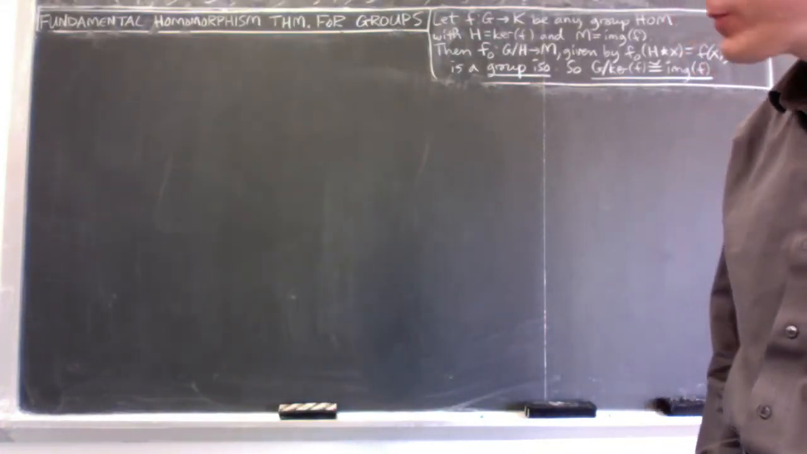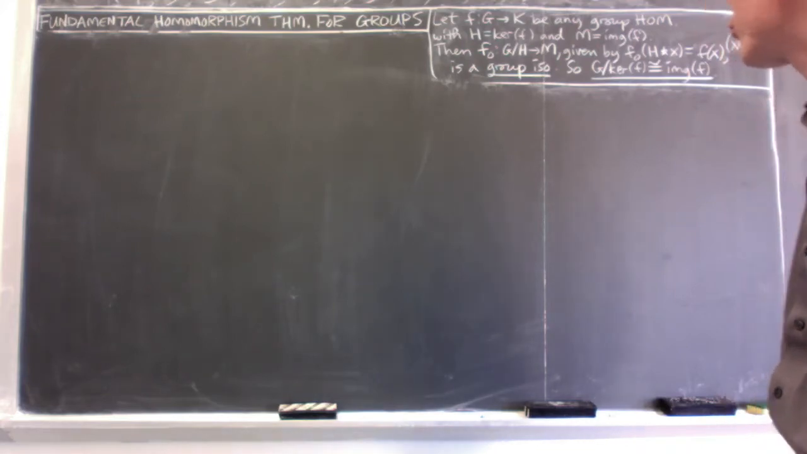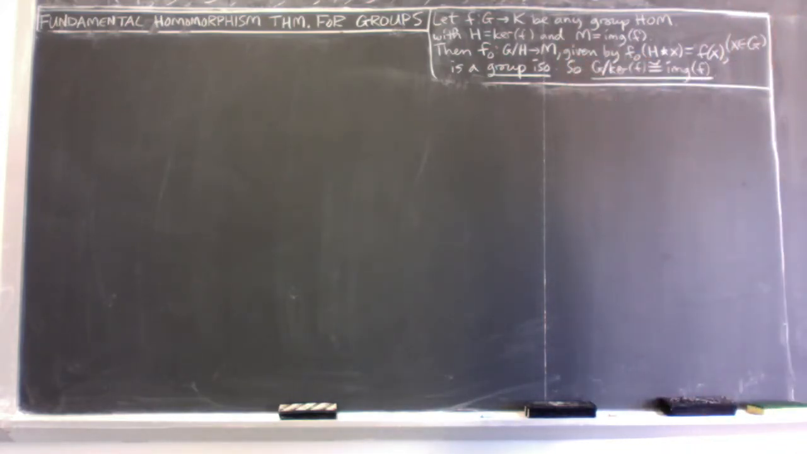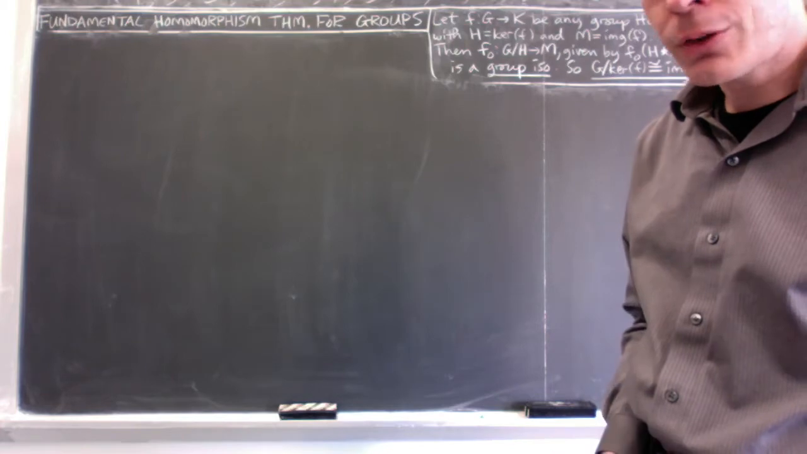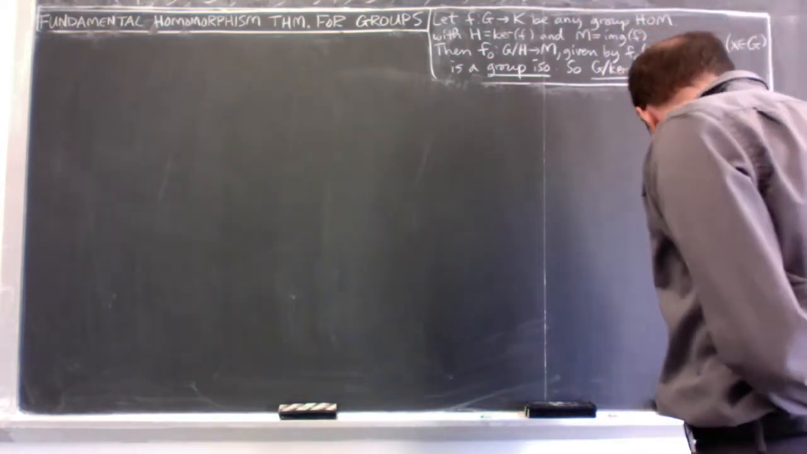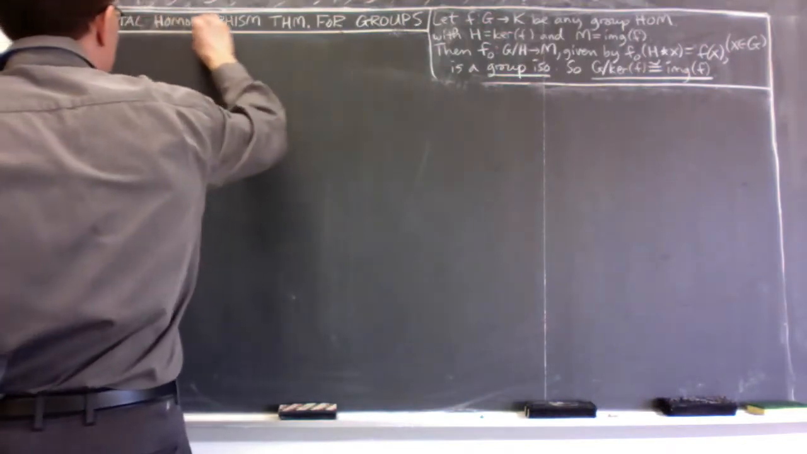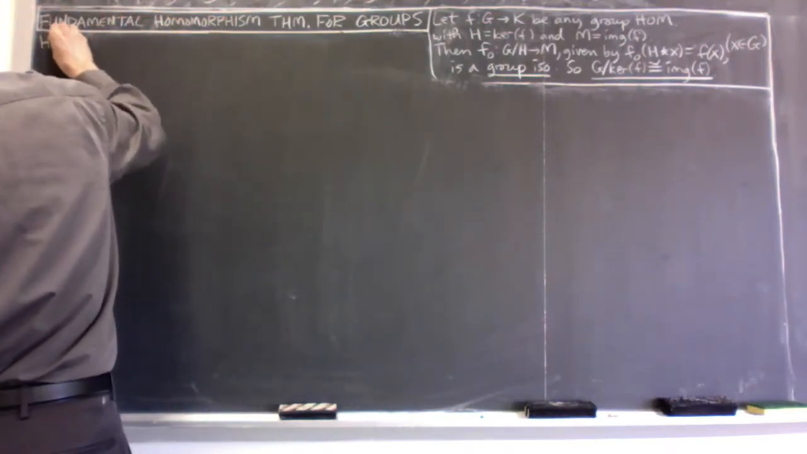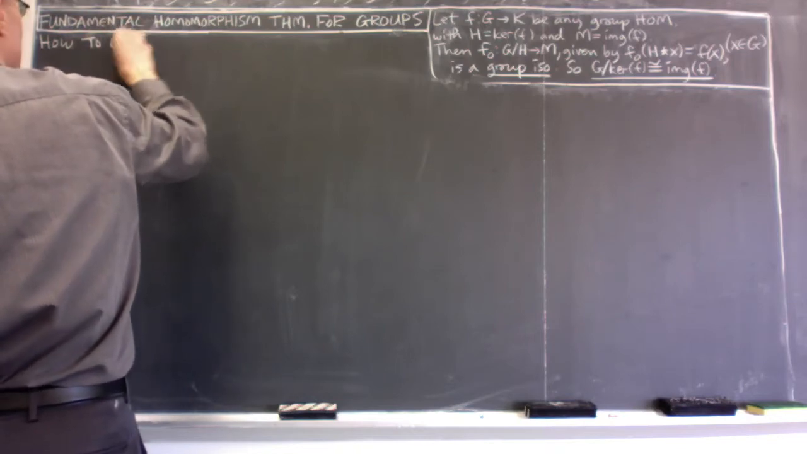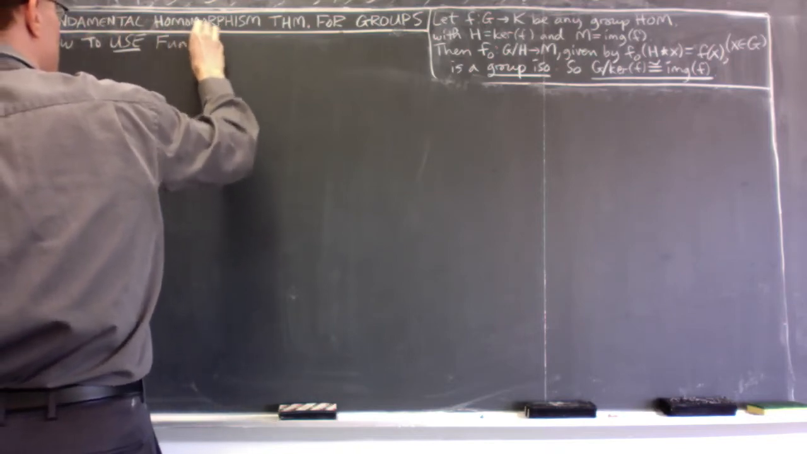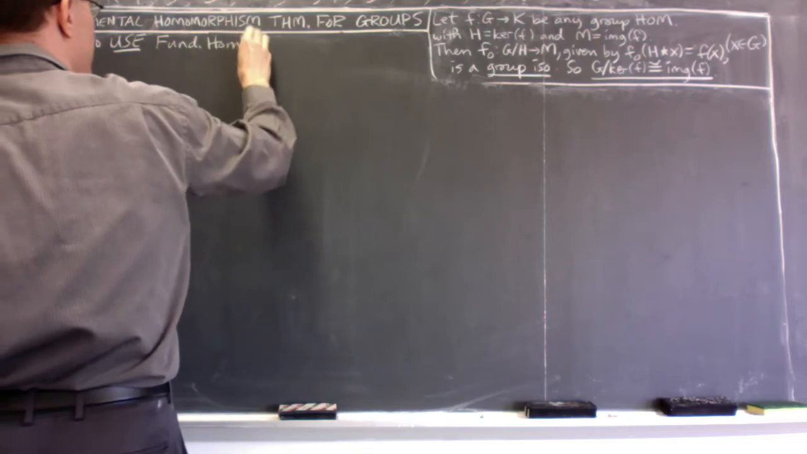We've proved the fundamental homomorphism theorem for groups, which is written here for your reference. And in this segment, we'll look at using this theorem to obtain group isomorphisms. How do you use it? It's quite a fun theorem, once you get used to it.